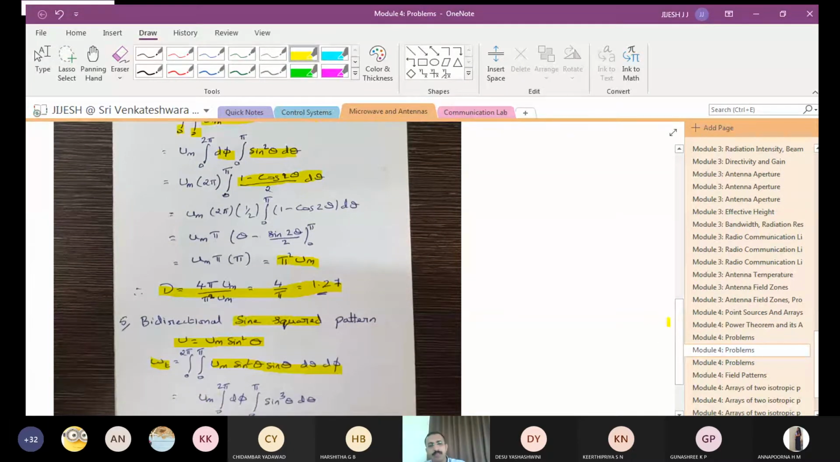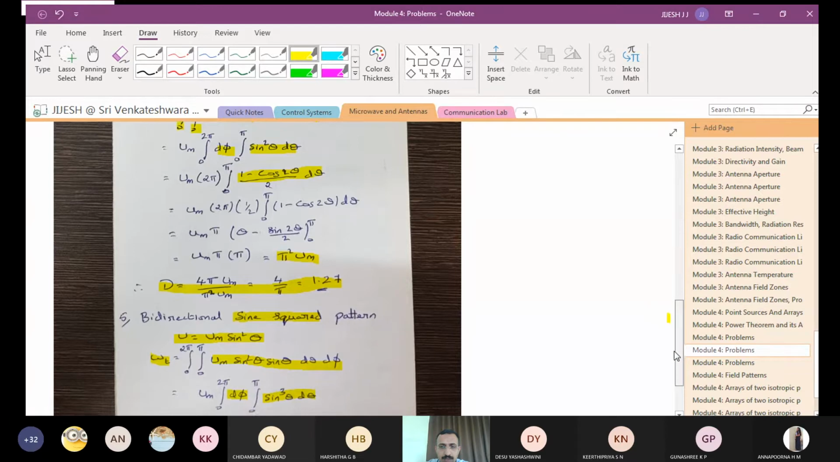So you will get integral of 0 to 2 pi d phi and integral of 0 to pi sine cube theta d theta. Anyone has completed for Wt? Okay, you can complete it.